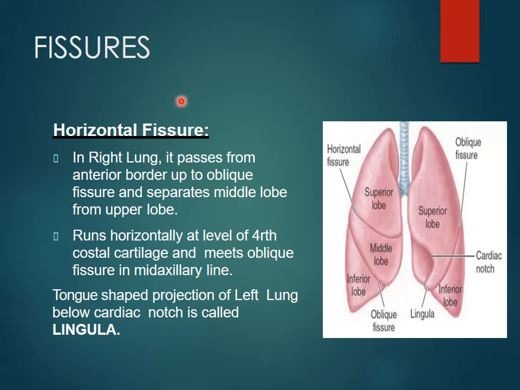Next comes the horizontal fissure. It runs horizontally. In the right lung, it passes from the anterior border up to the oblique fissure and separates the middle lobe from the upper lobe. It runs horizontally at the level of the fourth costal cartilage and meets the oblique fissure in the mid-axillary line. There is no horizontal fissure in the left lung, while the superior lobe of the left lung has a tongue-like projection known as the lingula along the cardiac notch area. There is only one oblique fissure on the left lung, dividing it into the superior lobe and inferior lobe.